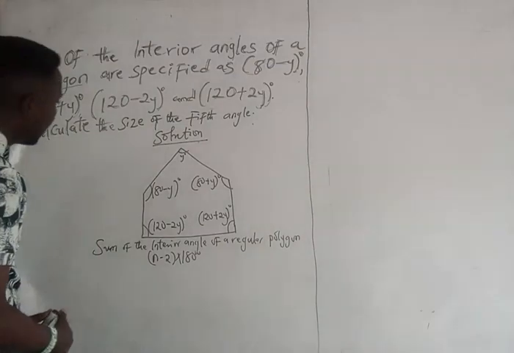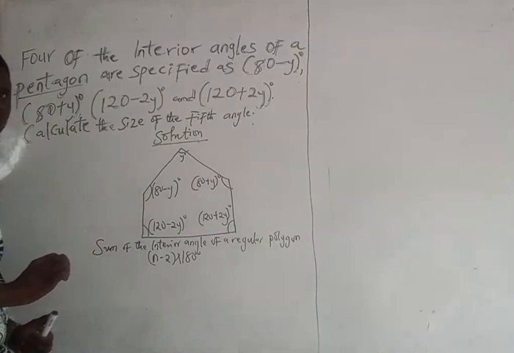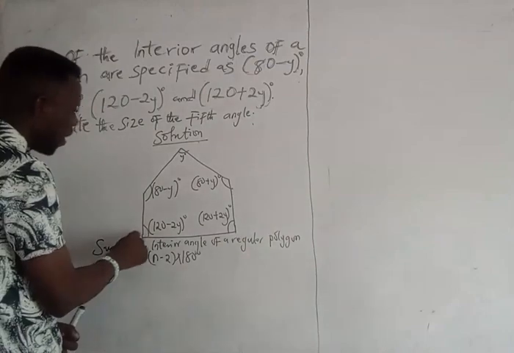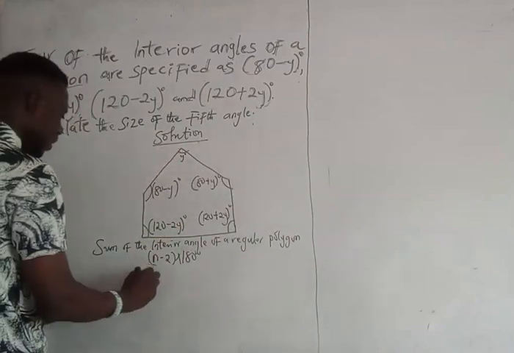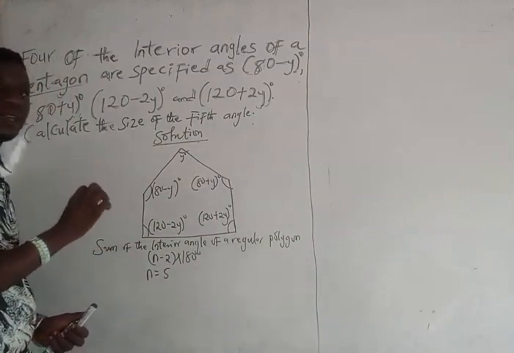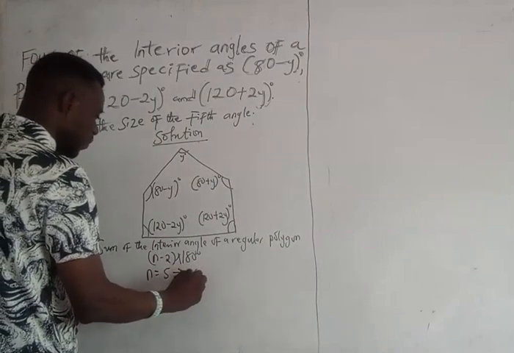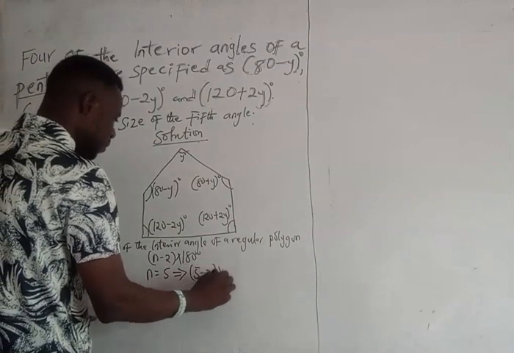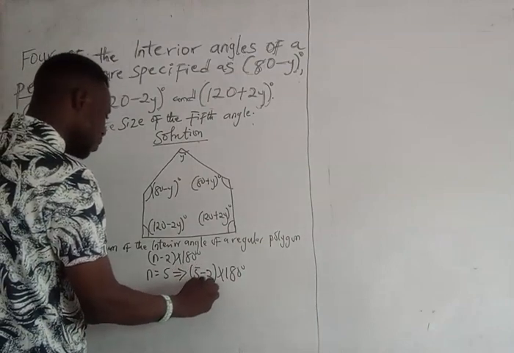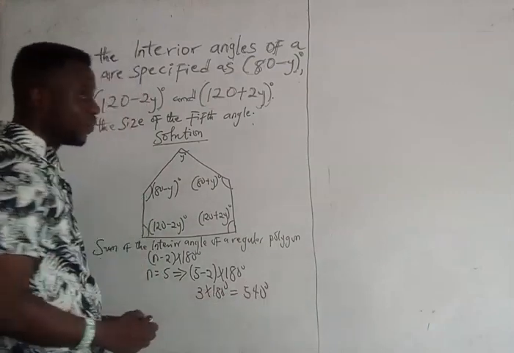Now that we have done this, the next thing is to look at the particular shape we're talking about. It is a pentagon, which means it has 5 sides: 1, 2, 3, 4, 5. So our n is equal to 5. This is an indication that any place you see n, you replace it with 5. So (5 minus 2) multiplied by 180 degrees. When you take 2 out of 5, it gives us 3 multiplied by 180 degrees, which is equal to 540 degrees.